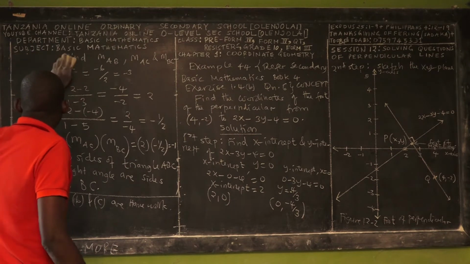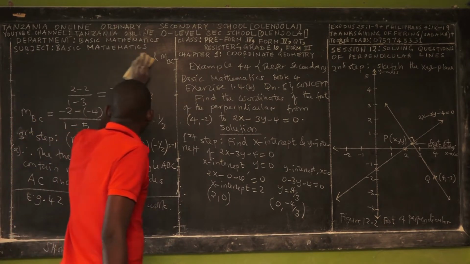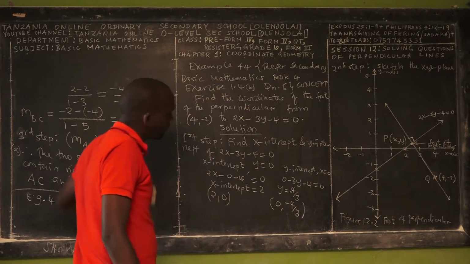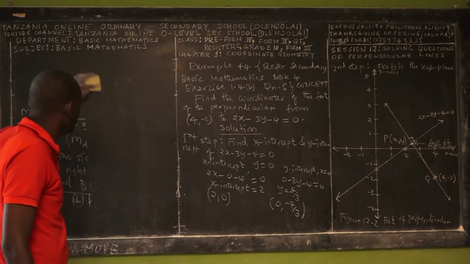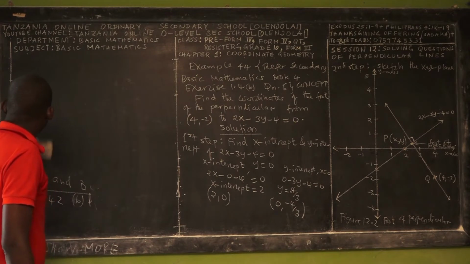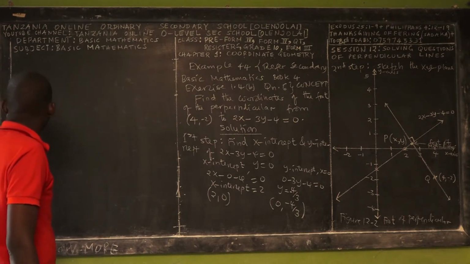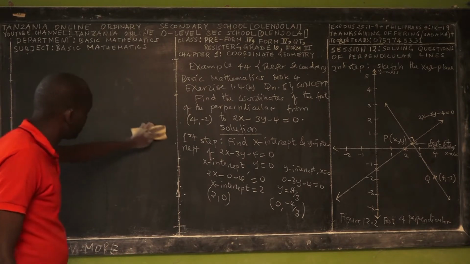So that's all about the second step. We have to determine the point. Today the question does not ask us to find the equation, but we cannot determine the point of the foot of perpendicular without finding the equation of the perpendicular line.